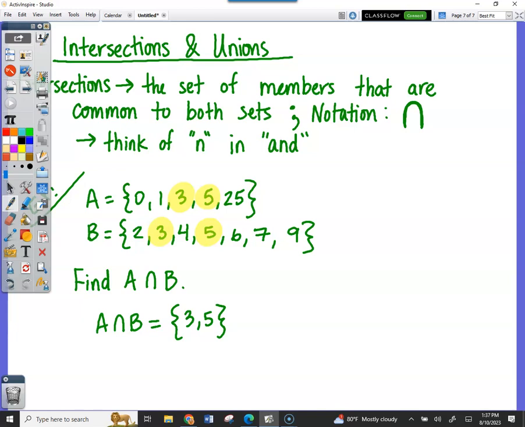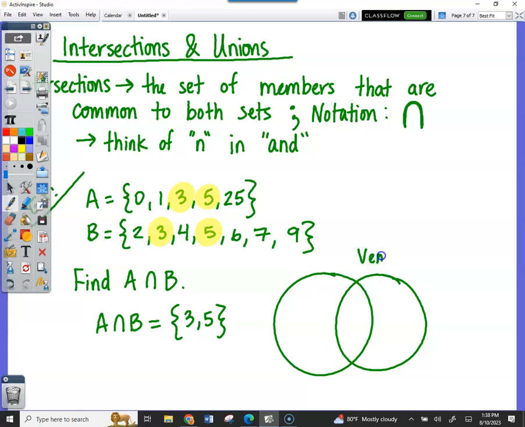Now, if you need a visual, draw a really big circle and then another one with some overlap. What's that called? The Venn diagram. What would be in the middle? The 3 and 5.